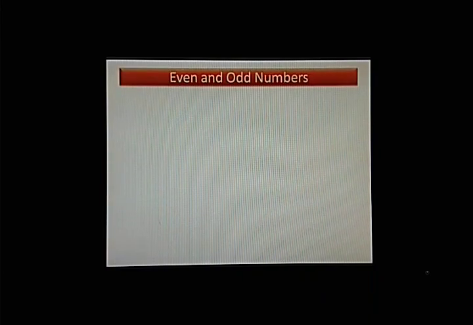Hello everyone. In today's class, we'll be discussing a new topic. In the last class, we discussed multiples, factors, and perfect numbers. So today we'll be discussing even and odd numbers.